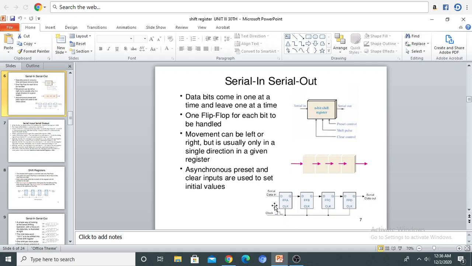The output of the first flip-flop is connected to the input of the second flip-flop. The output of the second flip-flop is connected to the input of the third flip-flop. The output of the third flip-flop is connected to the input of the fourth flip-flop. We apply the input to the first flip-flop and take the output from the last flip-flop. The clock is applied commonly to all the flip-flops.